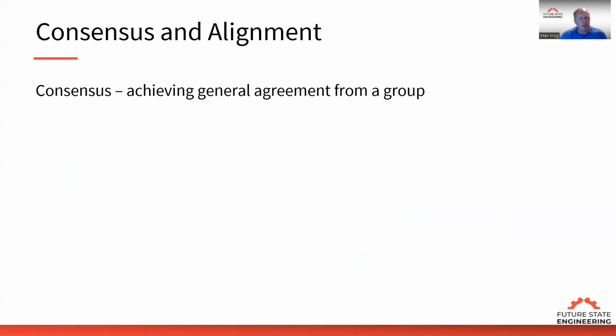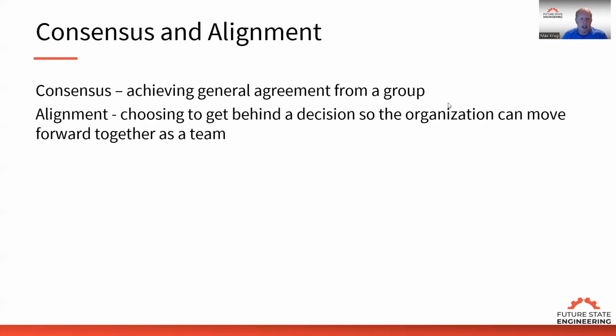Within the organization, it's important that we get consensus and alignment. So what is consensus? That we achieve general agreement from the group. So I got general agreement from the group that there was a need for change using the force field analysis. Second is alignment, so choosing to get behind a decision so the organization can move forward together as a team.